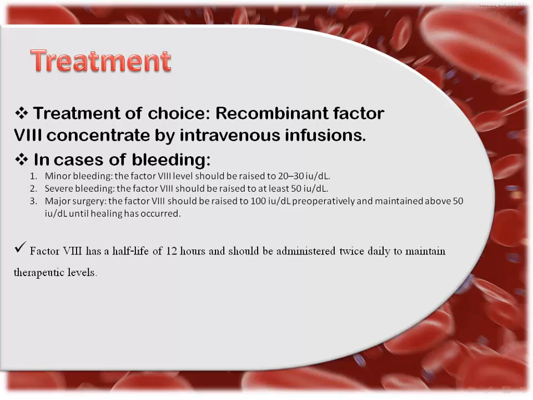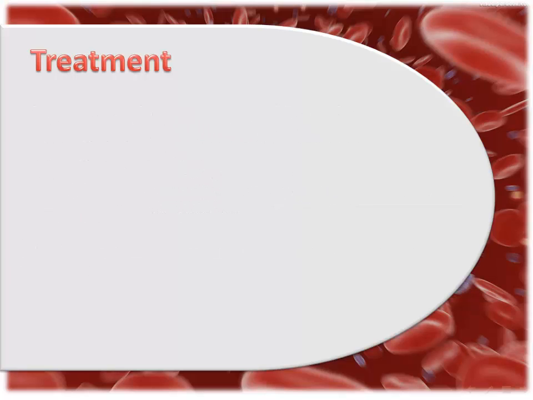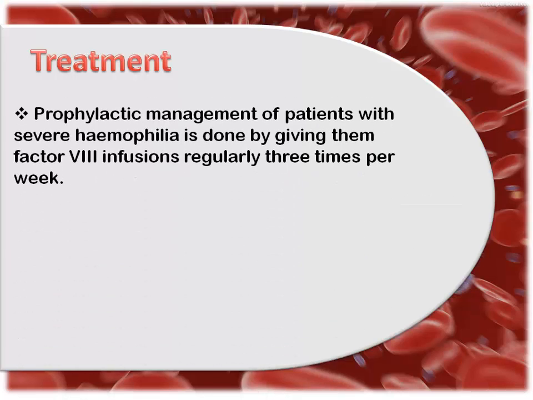Factor VIII has a half-life of 12 hours, and therefore it should be administered twice daily to attain these therapeutic levels that we talked about. Furthermore, prophylactic management of patients, so not in cases of bleeding, but to prevent the bleeding from occurring. Patients with severe hemophilia are given prophylactic management, and this is by giving them factor 8 infusions, whether recombinant or plasma derived, regularly 3 times per week.